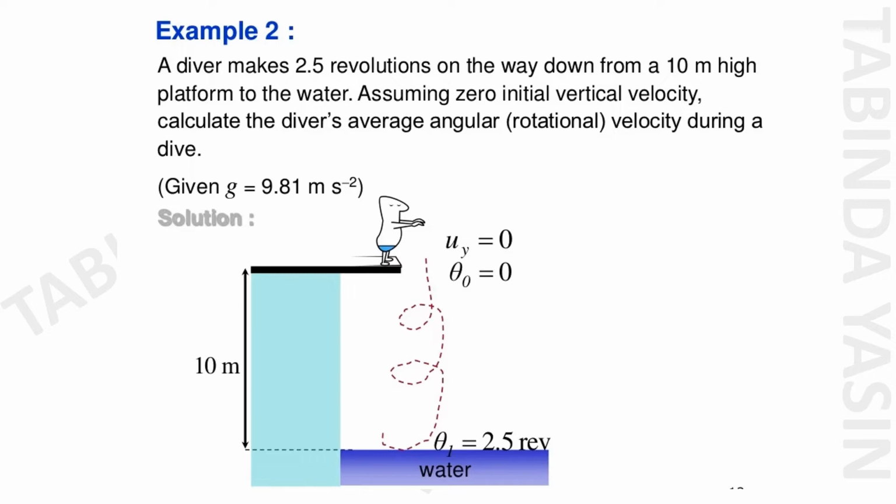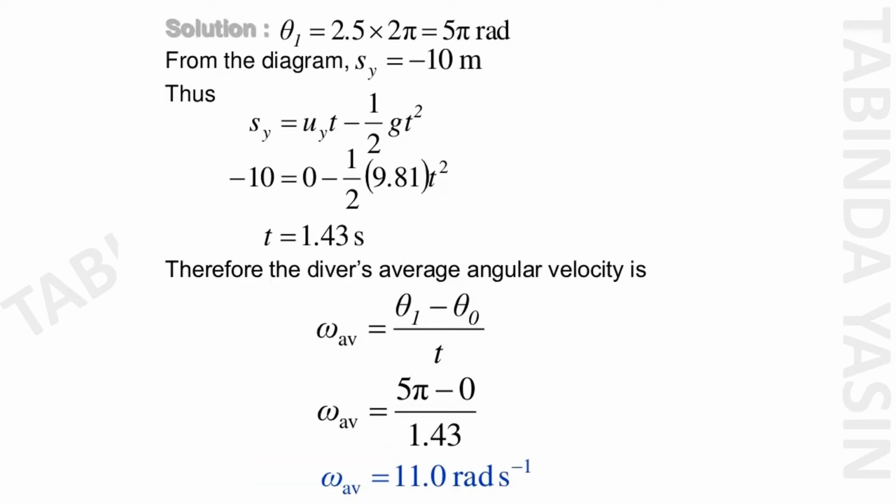So the initial vertical velocity uy is 0, and the initial angular displacement theta naught is 0. The final angular displacement is 2.5 revolutions in the water. Now we have to find the values. Theta 1 is equal to 2.5 into 2 pi, that gives 5 pi radian.